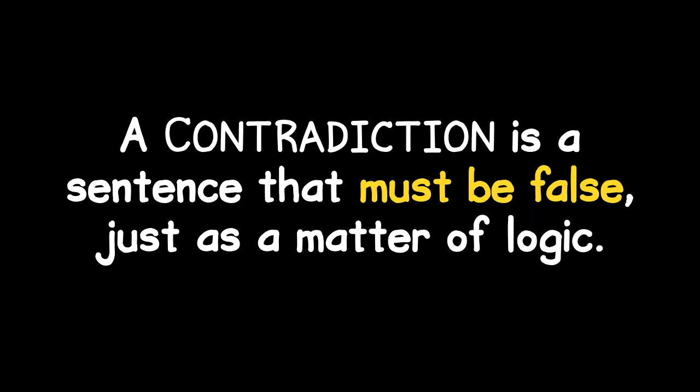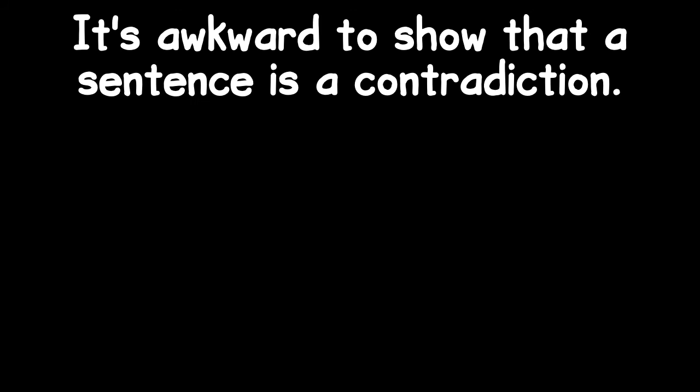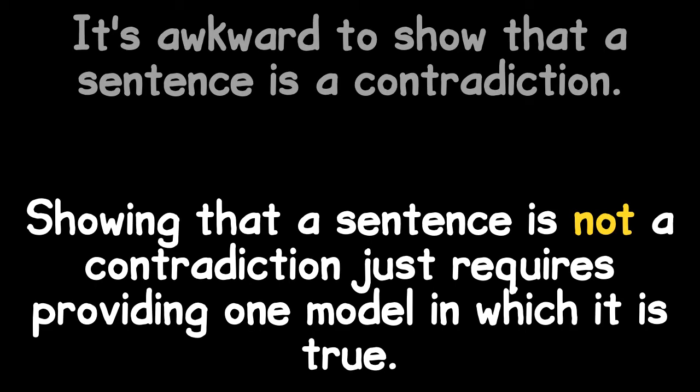Recall that in English, a contradiction is a sentence that must be false, just as a matter of logic. For a sentence to be a contradiction in QL means that it's false in every model. Showing that a sentence is a contradiction would require reasoning about every possible model. And that means it's awkward to show that a sentence is a contradiction, just in the same way it's awkward to show that a sentence is a tautology. However, showing that a sentence is not a contradiction just requires providing one model in which the sentence is true.